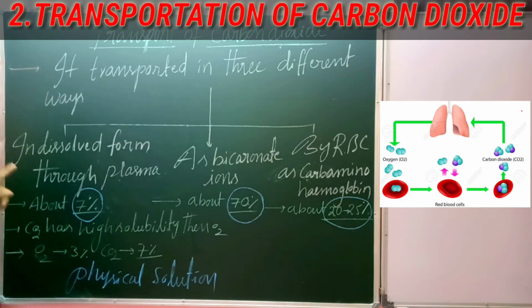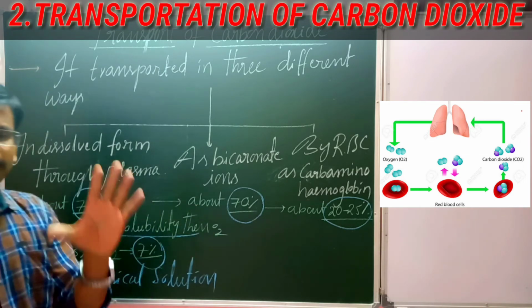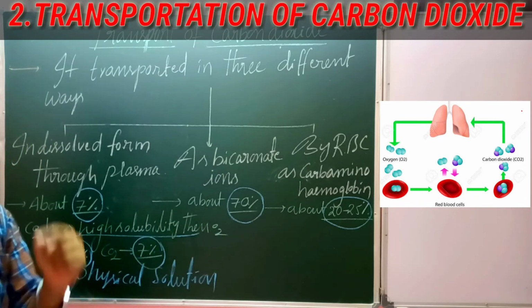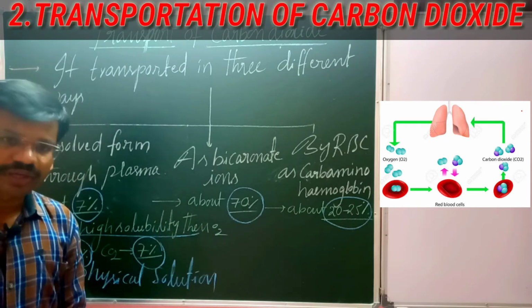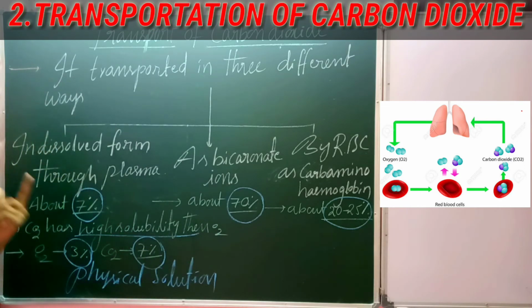Let me explain how much carbon dioxide is transported as a physical solution. In the dissolved form through the plasma, 7% of carbon dioxide is transported. And the very important difference is that oxygen is also carried through physical solution, but that is only about 3%, whereas for carbon dioxide it is 7%. Now what is the reason? The reason is carbon dioxide has a higher solubility than oxygen. That's why more carbon dioxide can be transported in the liquid plasma, in dissolved form, compared with oxygen, right?